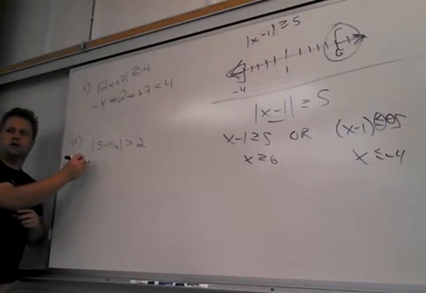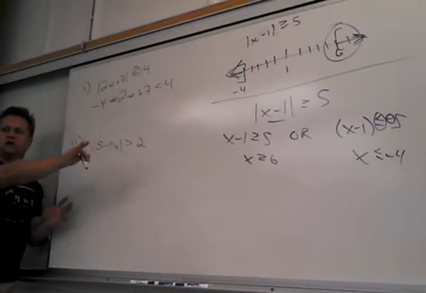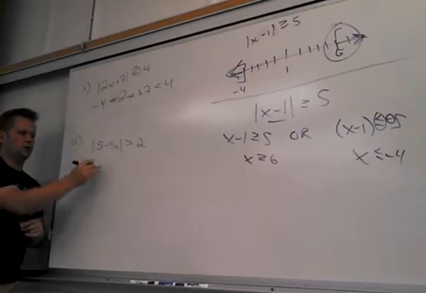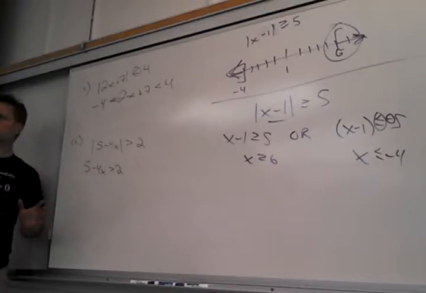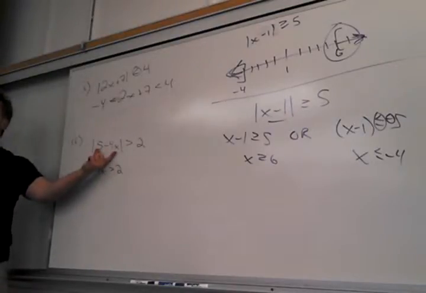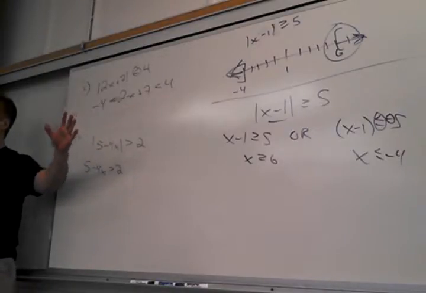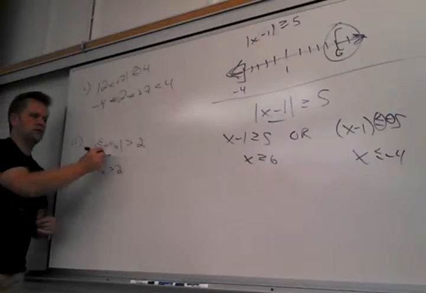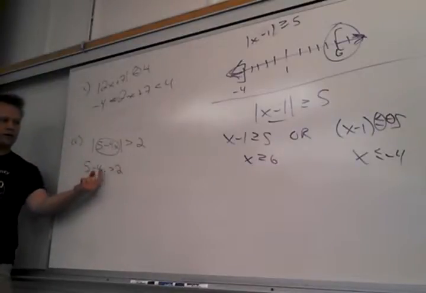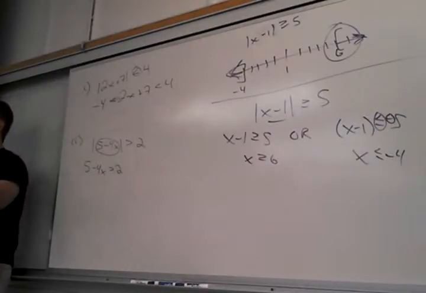The first case is always that you leave it alone. So if that number is already bigger than 2, the absolute value will be bigger than 2. Do you see that? 5 minus 4x is some number. I don't know what it is. But if that number is bigger than 2, the absolute value will be bigger than 2.